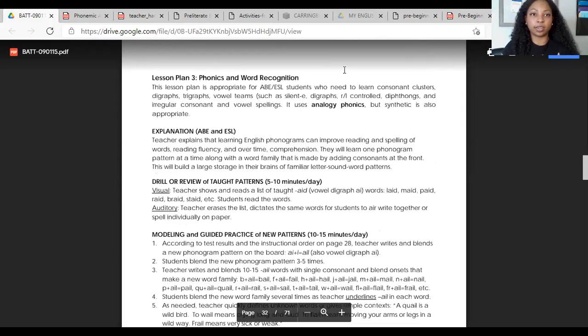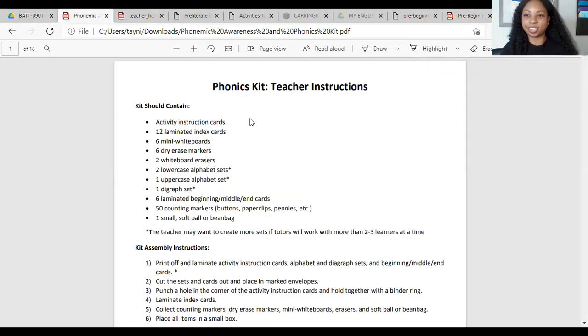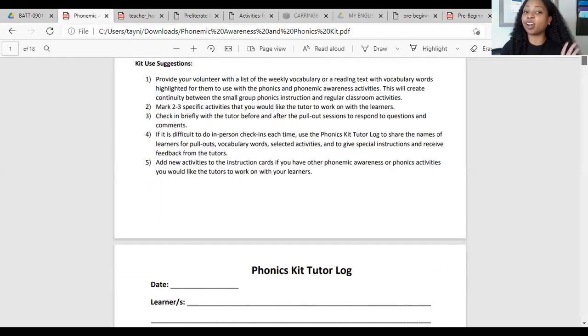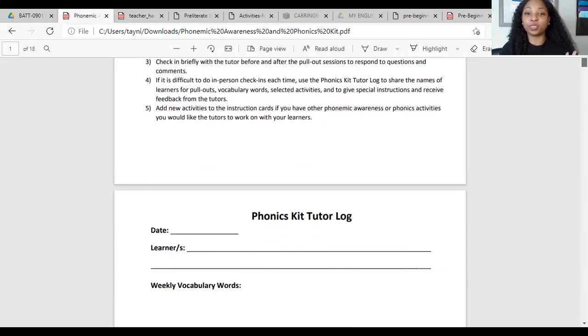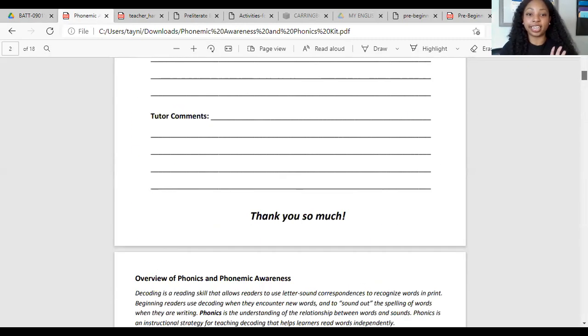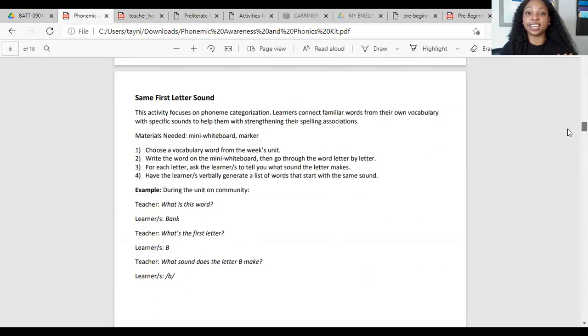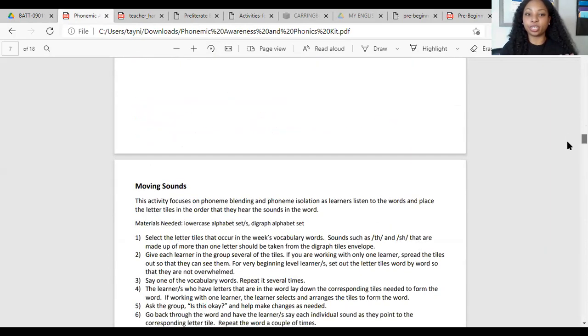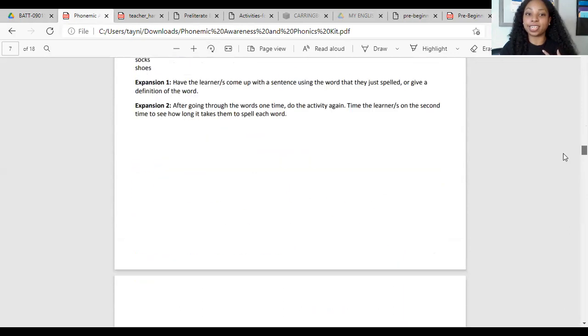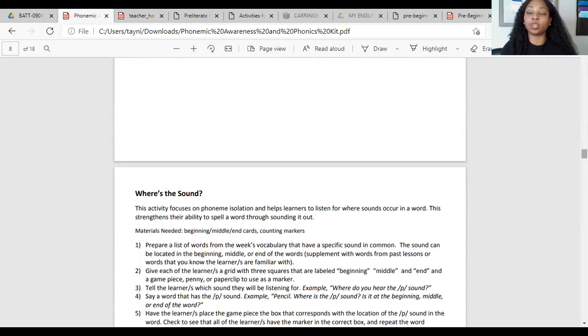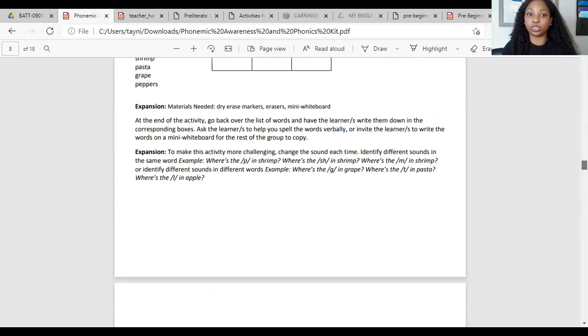The next resource that I would like to show you is the Phonics Kit from Minnesota Literacy Organization. And this kit is also a wonderful resource. It tells you everything that it should contain, how to put it together. It gives you use suggestions and a log if you need it. It gives you lesson plans and tons of activities that you can use when you are trying to emphasize and teach phonics to a pre-literate or non-literate ESL student.